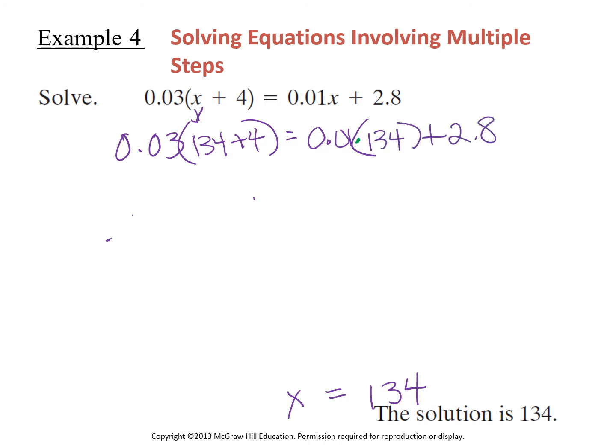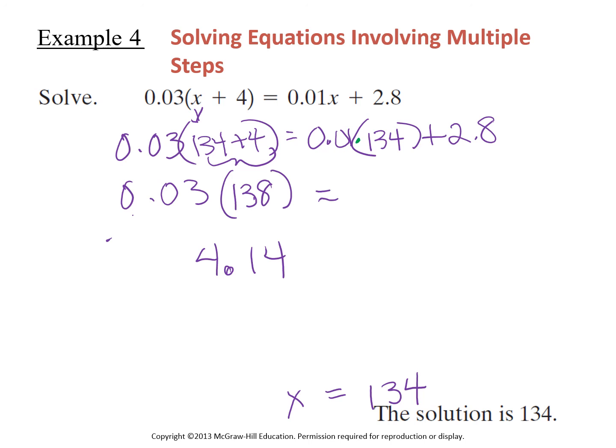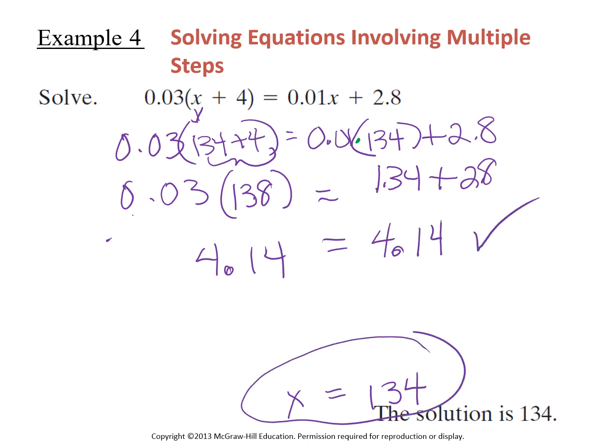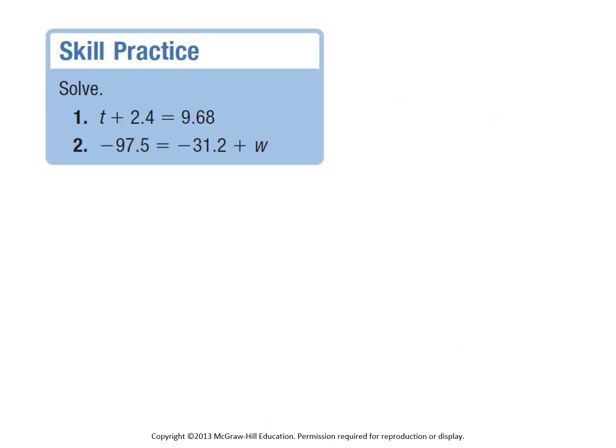plus 2.8. So that's 0.03, and doing what's in parentheses is 138. So when I multiply, I get 4.14. And on the right, 0.01 multiplied by 134 is 1.34, plus 2.8 is also equal to 4.14. So my solution checks. And here are some problems for you to try.